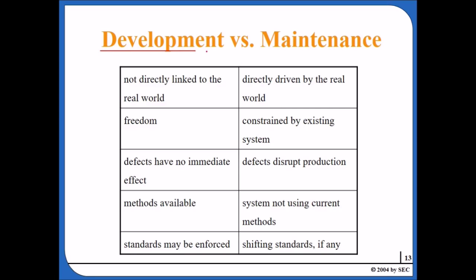So what is the difference between development and maintenance? People will ask. Development is not directly linked to the real world, while maintenance is directly linked to the real world. In development you have freedom, while in maintenance the system already exists, so you are constrained by it. In development, defects have no immediate effect, but in maintenance, when production is going on, defects disrupt production. In development, methods are available, but in maintenance the system is not using current methods. While in development standards may be enforced, in maintenance standards have to be shifted, if any.